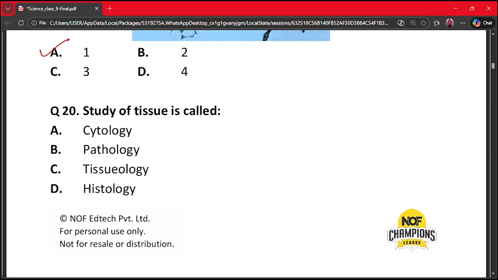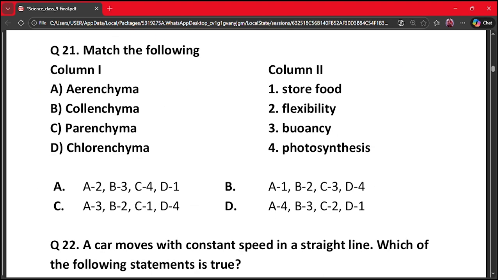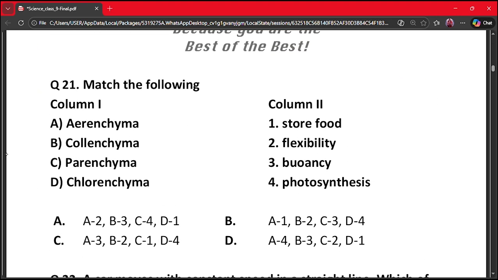Our next question is question number 20. Study of tissues is called A. Cytology, B. Pathology, C. Tissue-logy and D. Histology. The correct answer is histology. So study of tissues is called histology. Our next question is question number 21. Match the following. Column 1.